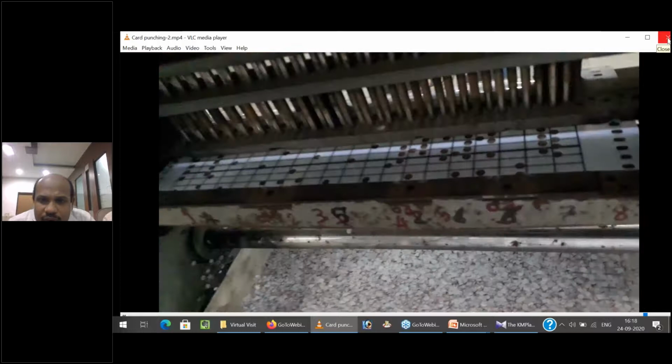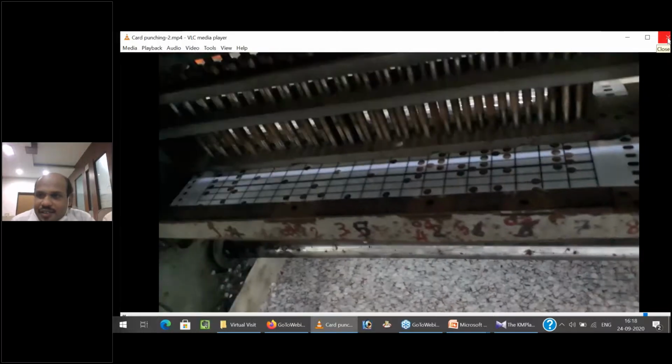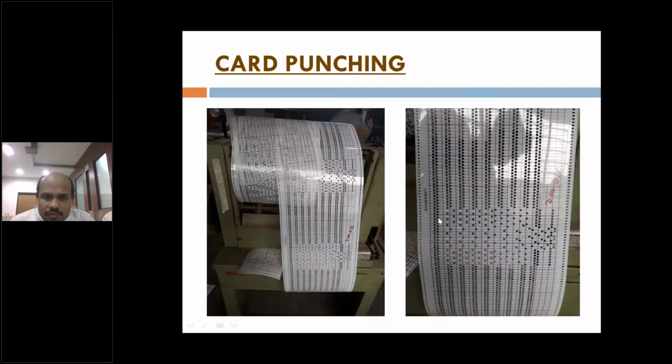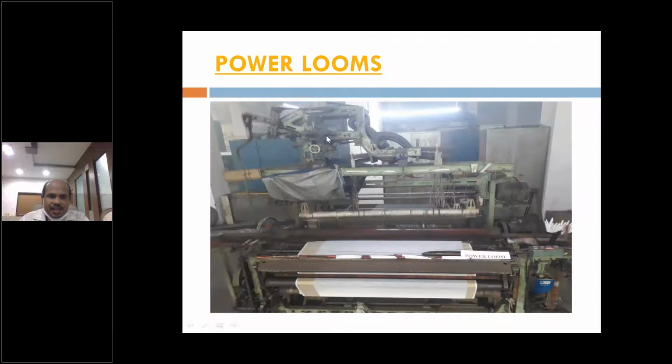So we are getting the design like this. Next, from there, this is the machine where we can feed the design, and it goes to the normal power loom. This is the power loom where the fabric is made from the yarn.